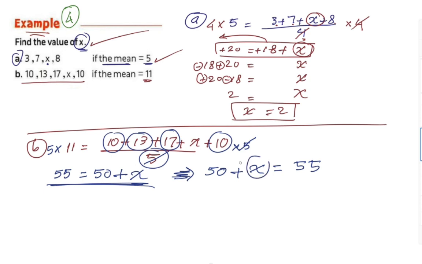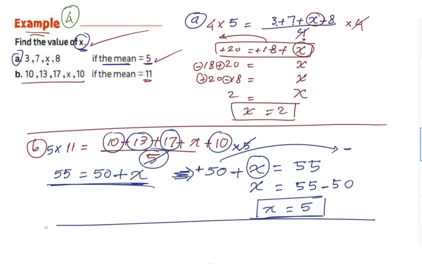Now I need x alone. So please send this 50 to the other side. But note this 50 was positive, so I will send it with a negative. Now we have just x here and 55. This plus 50, or positive, I will set as negative 50. So now I can say that x equals what? 55 minus 50 equals 5. Now I found the value of x, which is 5.